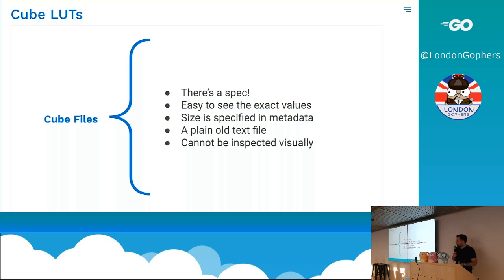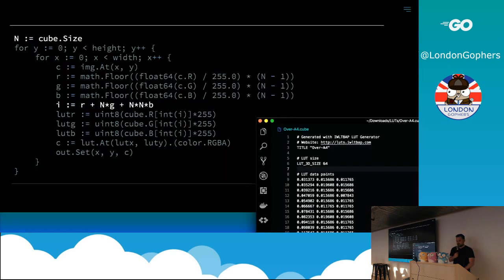You can open it up in a text file and just look at the values, as opposed to images where you need to open them up in Photoshop or something to actually inspect the pixel values. All the metadata, so domain min and max, the size, even a title, are just written in plain text, so you can just pull that out. But one of the downsides is that they can't be inspected visually. You can open it up and look at the numbers, but you have no idea, is this doing grayscale or high saturation? I think it's a decent trade-off.